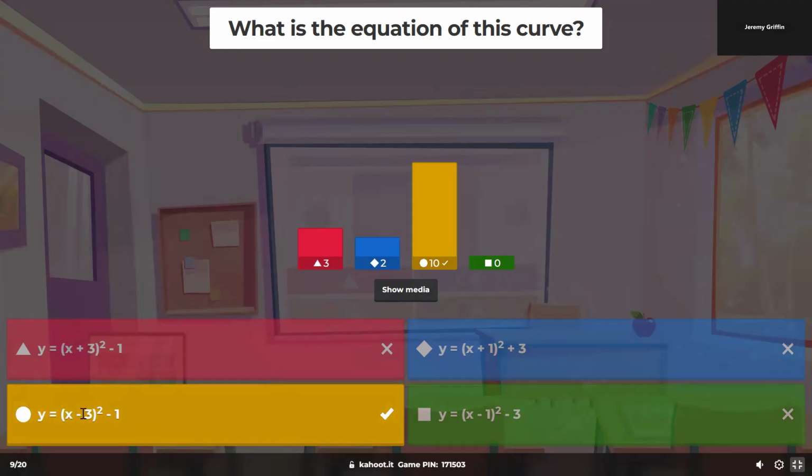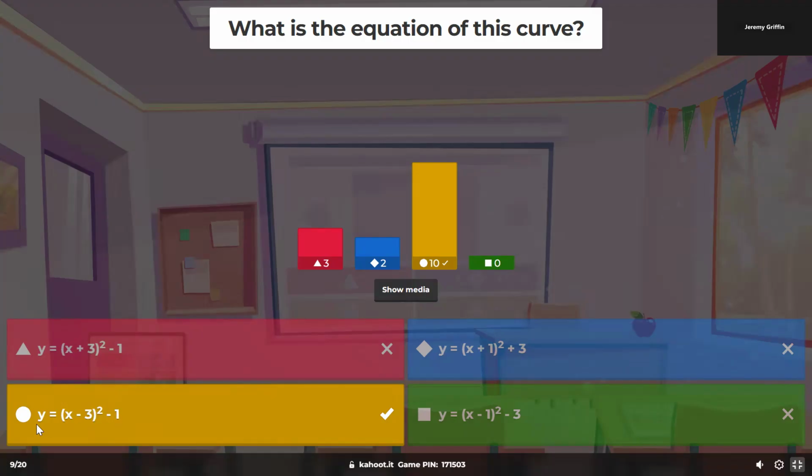So right 3, you subtract 3 inside the parentheses. That moves it to the right. And then -1 moves it down 1 after the fact. Here, guys, wasn't the point 3, -1 one of the coordinates? Let's test that out. If I plug in 3, I should get -1 for y, right? If I plug in 3 here, this zeroes out. 0 squared is still 0. -1, that gives me the new vertex.